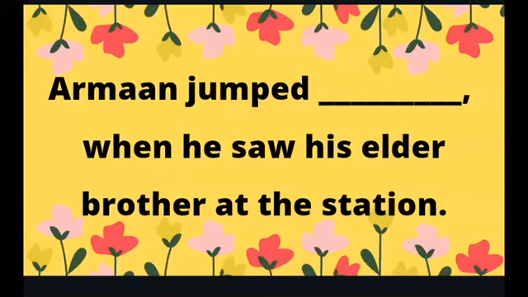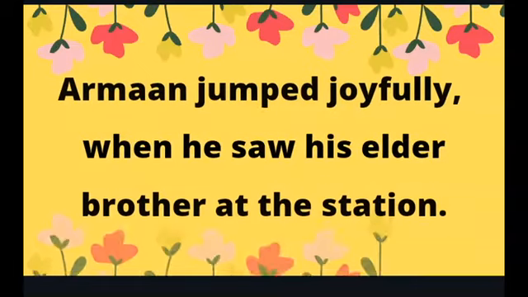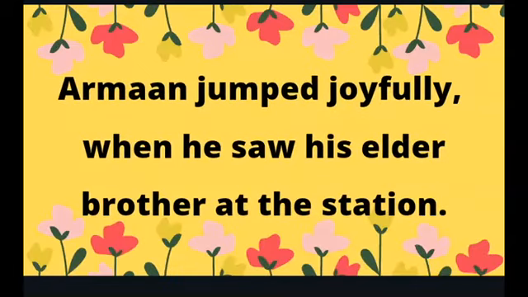And the sentence: Arman jumped joyfully when he saw his elder brother at the station. Write the word without seeing. Now check whether you have written it correctly. Arman jumped joyfully when he saw his elder brother at the station. Give points to yourself accordingly. If you have written incorrect spelling, give 0. If it's right, give 1 point each.